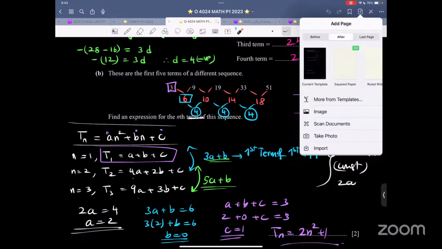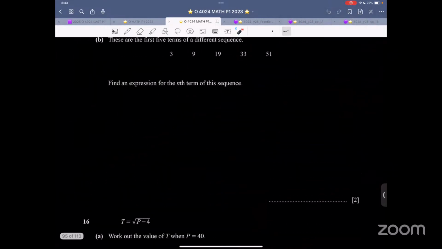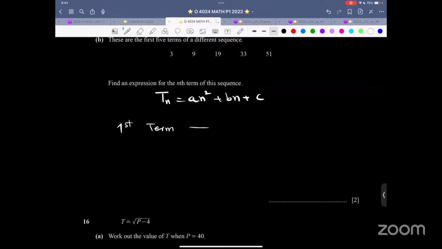So let me write it on this page so you can have a good idea. When we talk about a quadratic sequence, Tn is equal to an squared plus bn plus c. The first term is simply a plus b plus c.